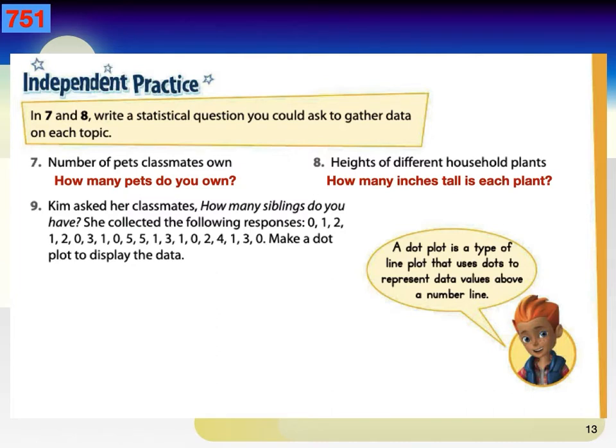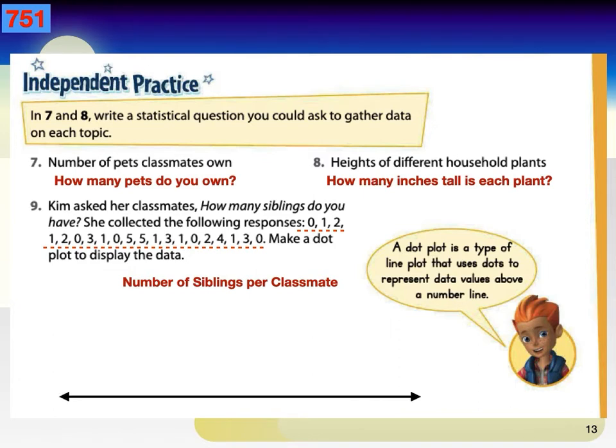So what is a dot plot? A dot plot is a type of line plot that uses dots to represent data values above a number line. So here, since we are talking about the siblings, let us write the title: the number of siblings per classmate. And look at the data that she gathered. Those are 0, 1, 2, 1, 2, 0, 3, 1, 0, 5, 5, 1, 3, 1, 0, 2, 4, 1, 3, 0. So based on those numbers, we can make our line plot.